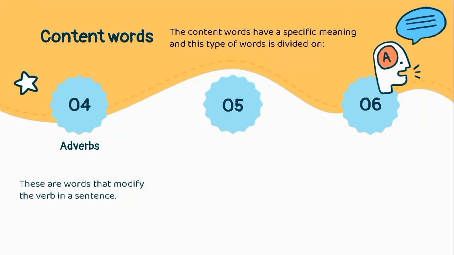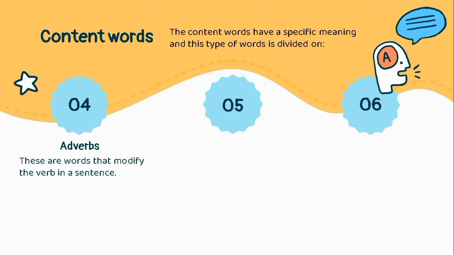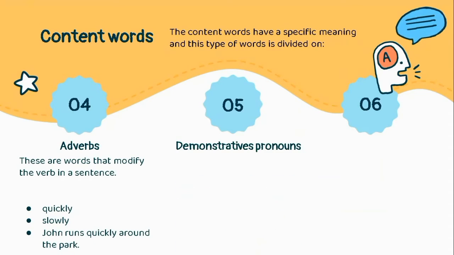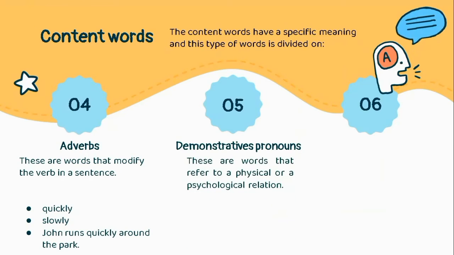Next, adverbs. These are words that modify the verb in a sentence, like quickly, slowly, and John runs quickly around the park. Demonstrative pronouns. These are words that refer to a physical or a psychological relation, like plural, this, that, singular, these, those, and that is my car.